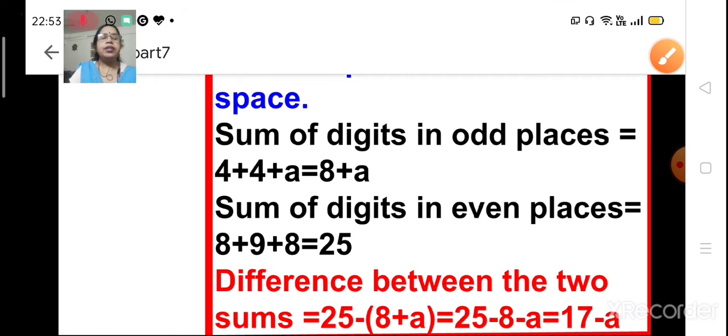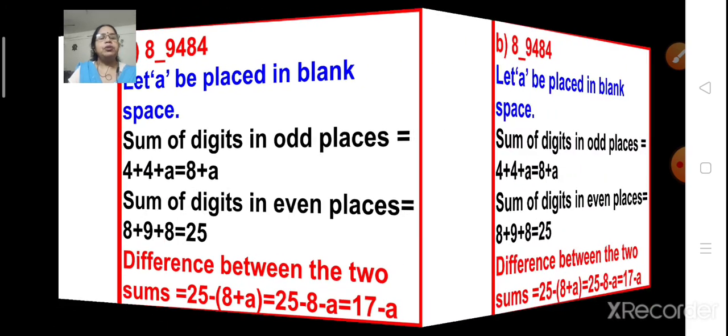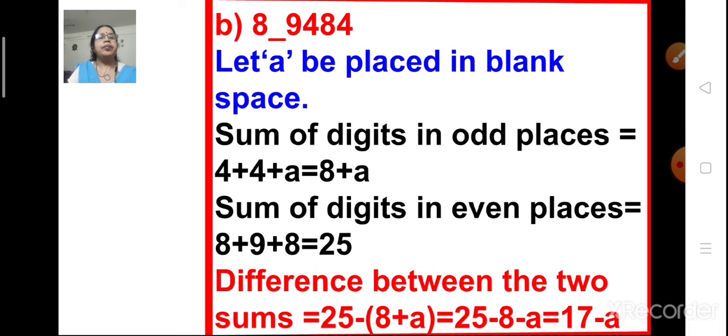And what will be the difference? The difference will be 25 minus (8 plus A). And when we open the bracket, it becomes 25 minus 8 minus A, because a negative sign outside the bracket changes the sign of each term. So, it will become 25 minus 8 minus A. That means it will be 17 minus A. So, what is the difference between the two? It is 17 minus A.